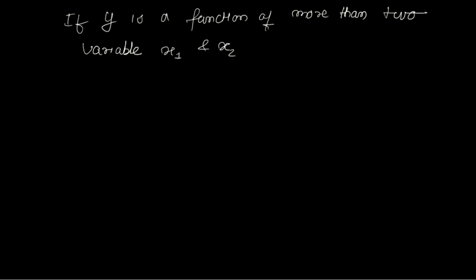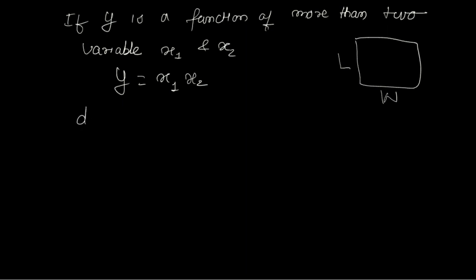After this example, one more thing is left for the non-linear function. Let's suppose y is a function of more than one variable, x1 and x2. Earlier we took the example of a square, where y equals x square, a function of only one variable. Now take the example of a rectangle where the length and width are different. Then y would be a function of x1 and x2. Then what would be dy, that is the error propagated in the function?